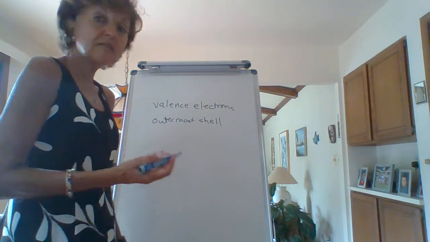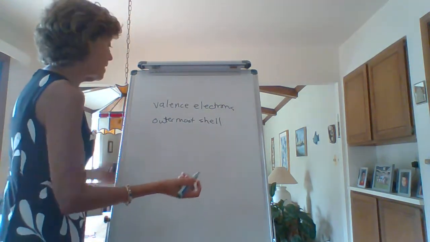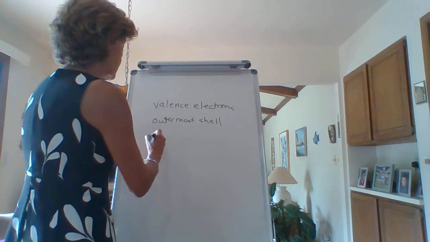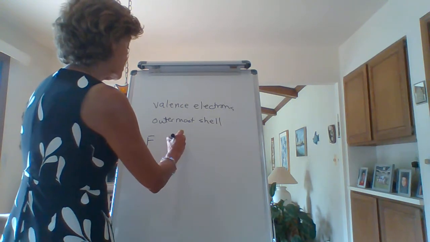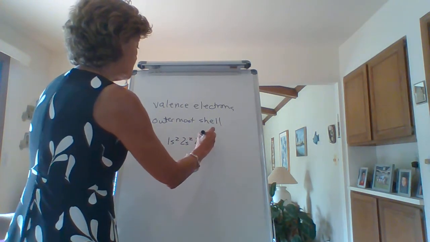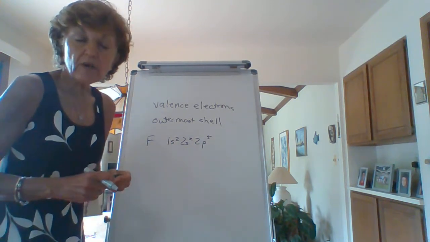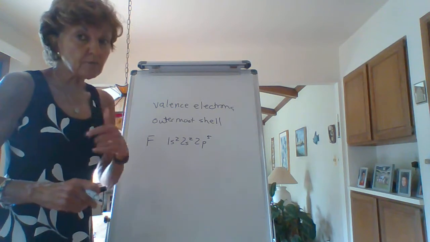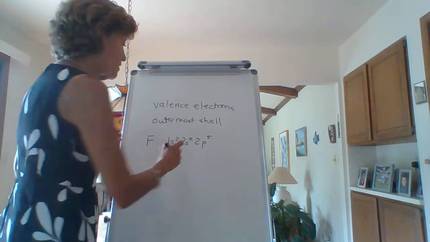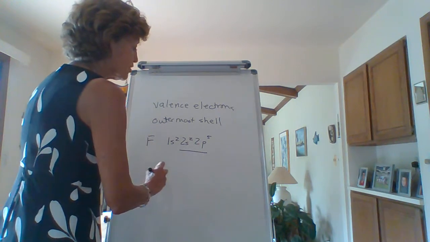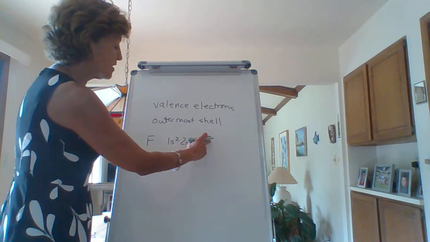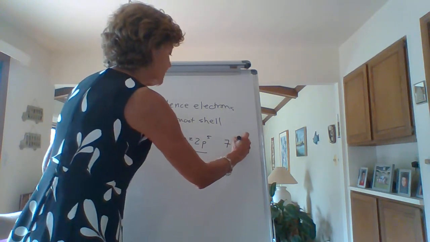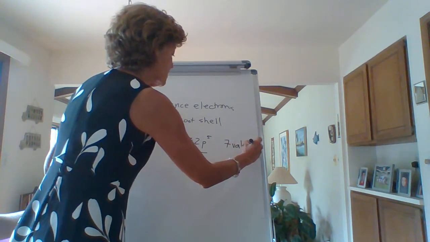Okay, so let's take a look at, for example, a fluorine atom. Fluorine's got an electron configuration of 1s2, 2s2, 2p5. All right. Which electrons are in the outermost shell? Not outermost subshell, outermost shell. Second shell is the outermost shell. So how many electrons are considered valence electrons? 2 plus 5. So it has 7 valence electrons. So let's go take a look at chlorine.